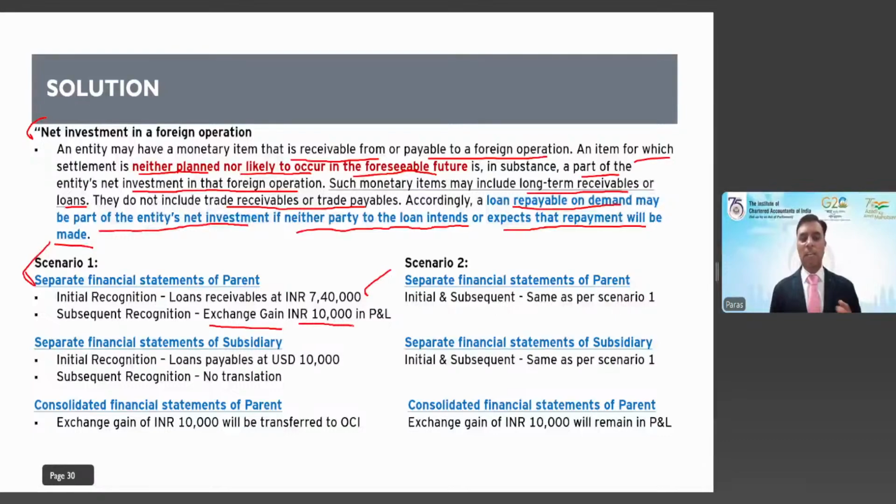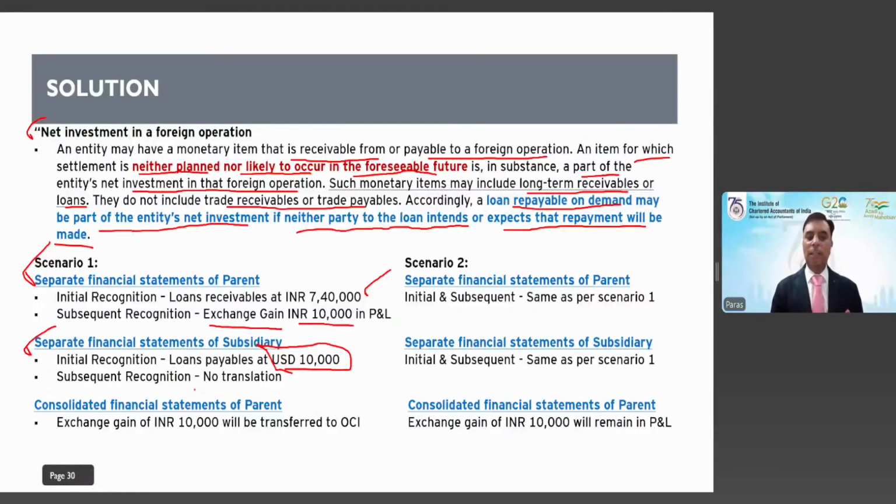Now, what journal entry will be passed in the books of the subsidiary? The subsidiary will recognize the borrowing in its books of account. So on initial recognition, this loan will be recognized at USD $10,000. Now, please pay attention here. I have assumed that the functional currency of the subsidiary is not the same as that of the reporting entity, and hence this entity is required to record this transaction at $10,000 because the subsidiary company is required to repay $10,000 to the holding company. Although in scenario number 1 we are assuming this amount is never going to be paid back by the subsidiary company to the parent, this transaction will be recorded at $10,000.